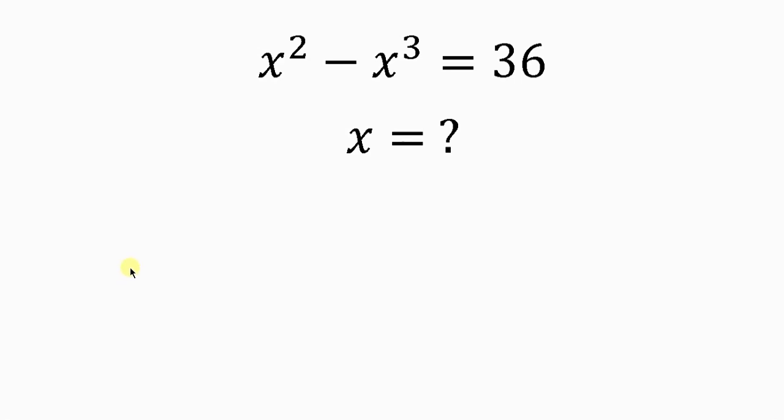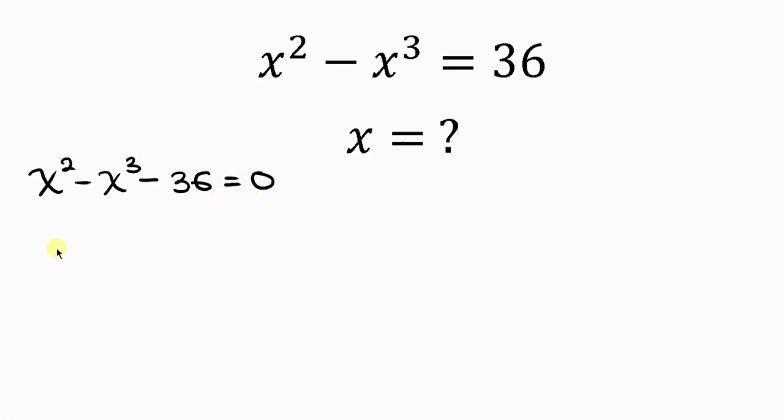Let's solve this math question, which says find the values of x for which x squared minus x cubed is equal to 36. Well, our first step will be for us to move 36 to the left-hand side. So we have x squared minus x cubed. As 36 crosses to the left, it becomes negative 36. And this is equal to 0.